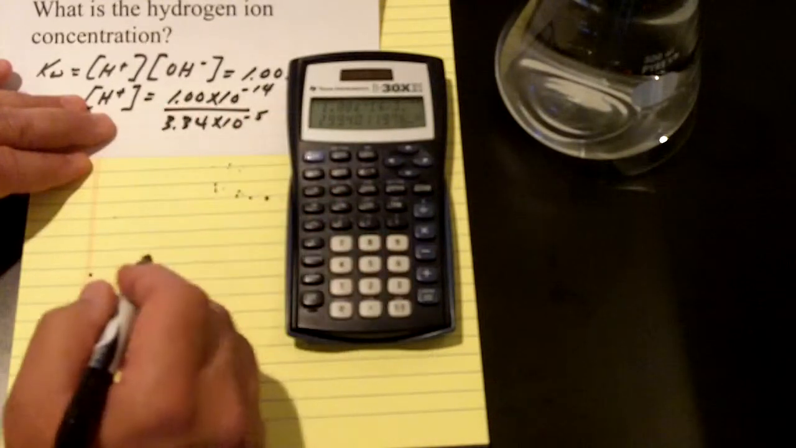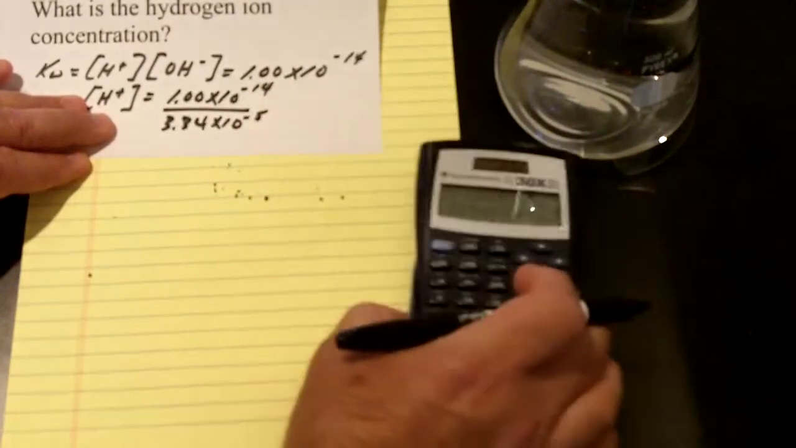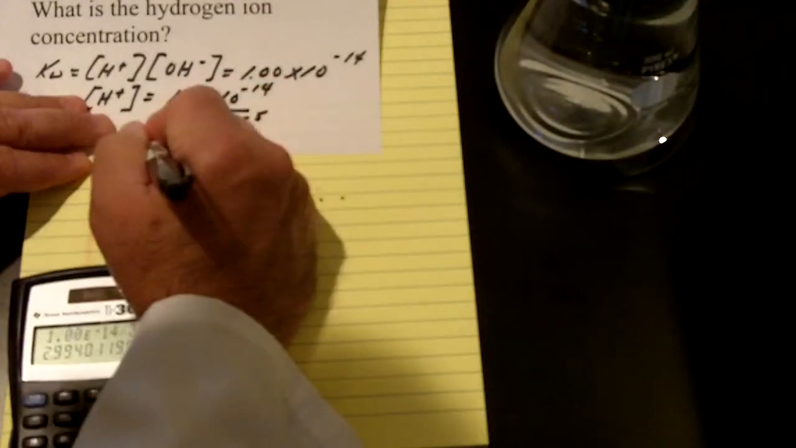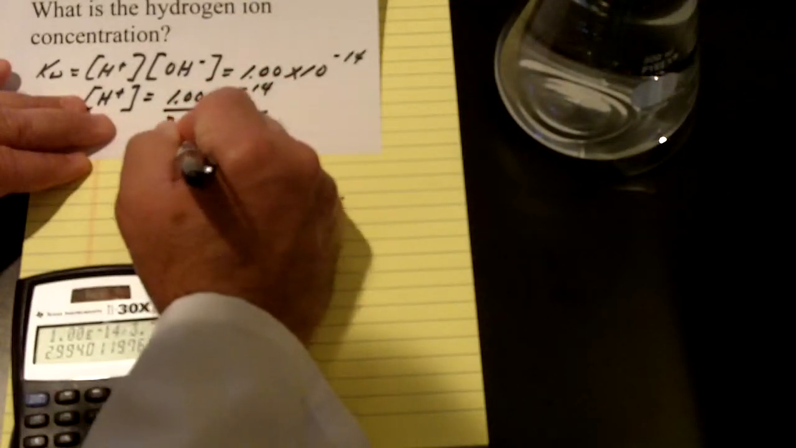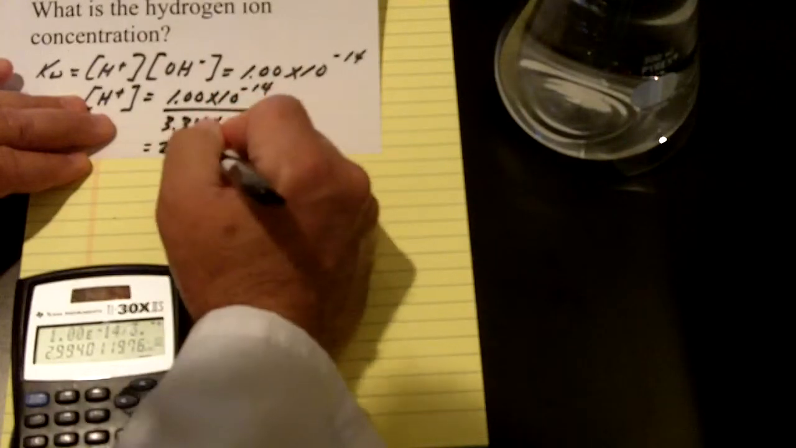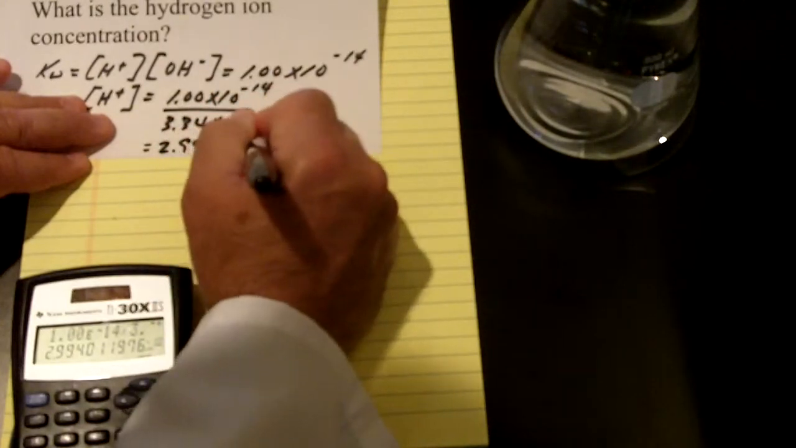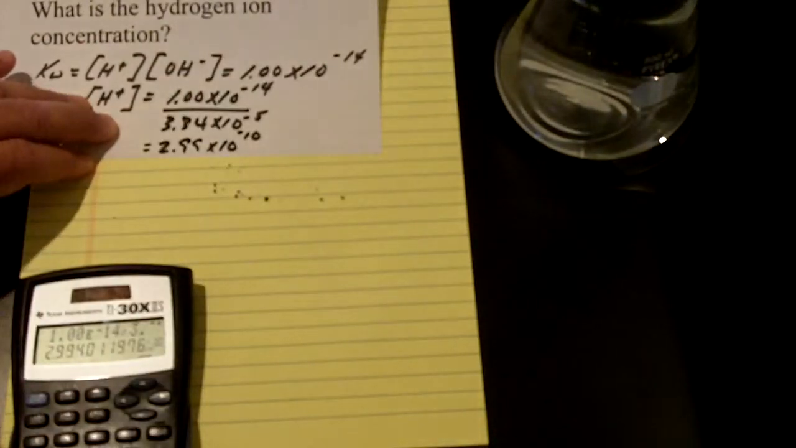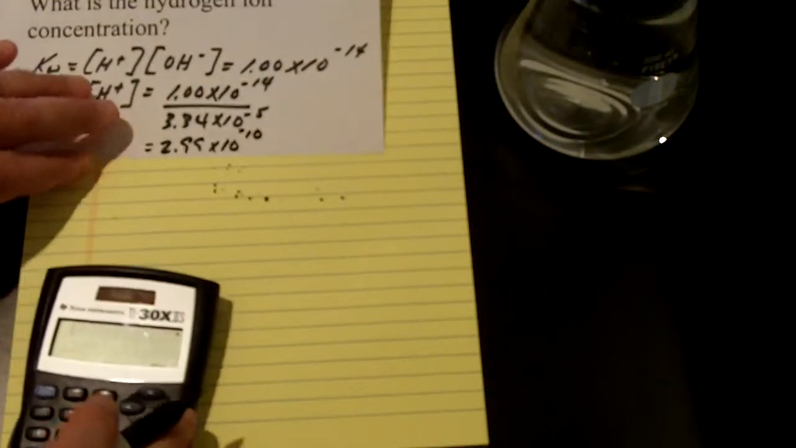I'm just going to take the less of those two, and it is 2.99 times 10 to the negative 10. So the hydrogen ion concentration then is 2.99 times 10 to the negative 10. And I'm done with problem number 2.